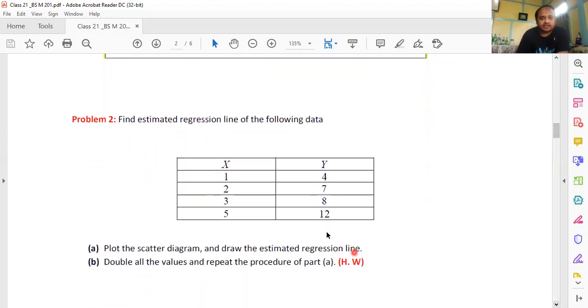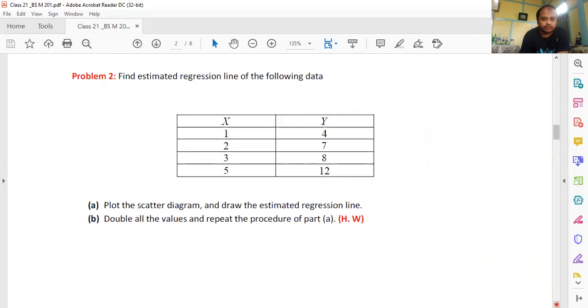Then I have considered a second problem where I have taken very simple values for capital X and capital Y. Now I want to look at this particular problem and draw the scatter diagram to check whether we can fit a linear regression to this particular set of values or not.